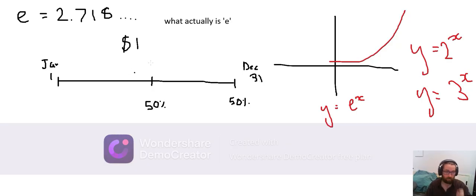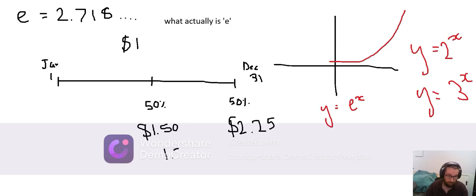You're going to have to pay 50% interest 2 times. So in the middle of the year, if your loan has 50% interest added to it, it's now going to go up to $1.50. And now at the end of the year, when we add 50% to it, it's going to be whatever $1.50 plus 50% of $1.50 is, which is going to be $2.25. And hopefully you can see that's because that's the same thing as saying 1.5 times 1.5.